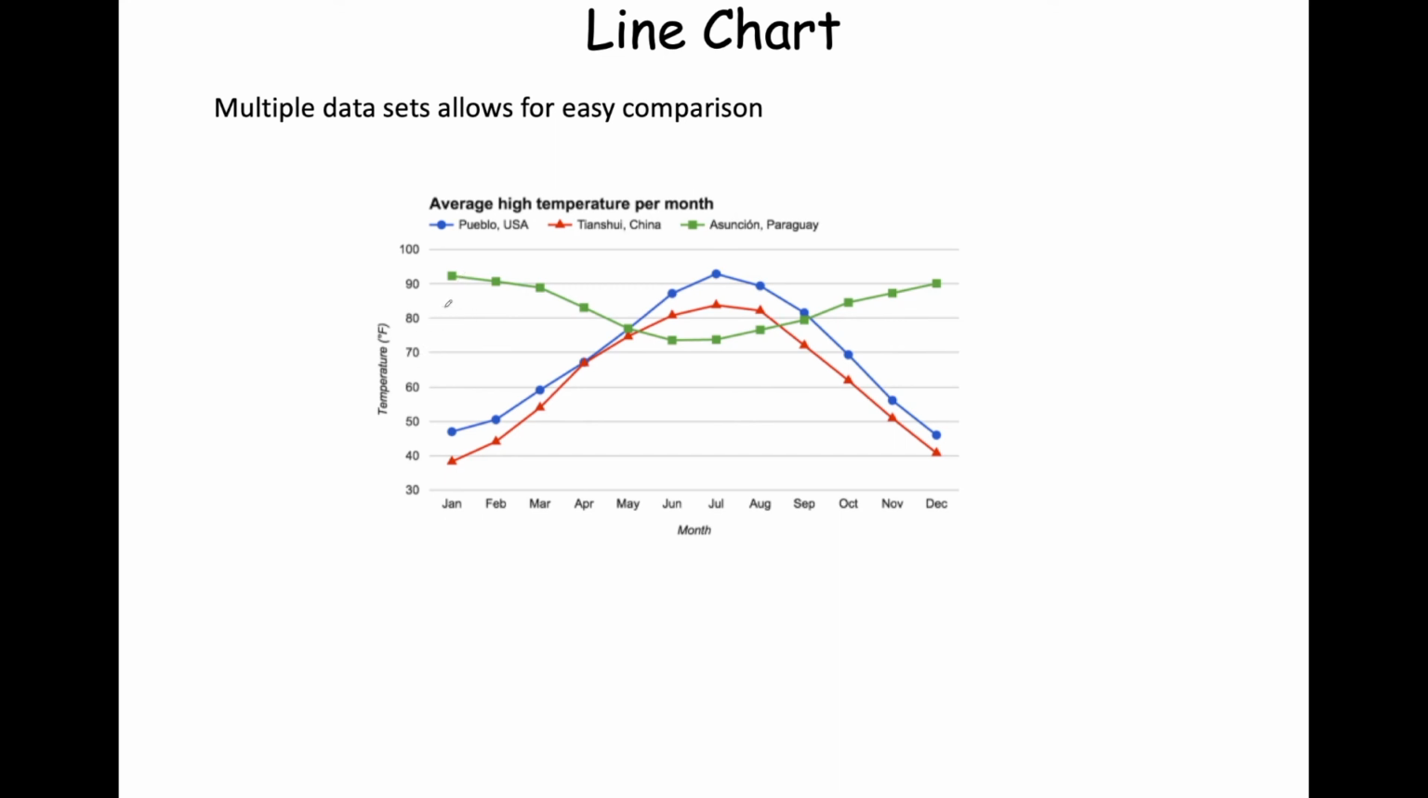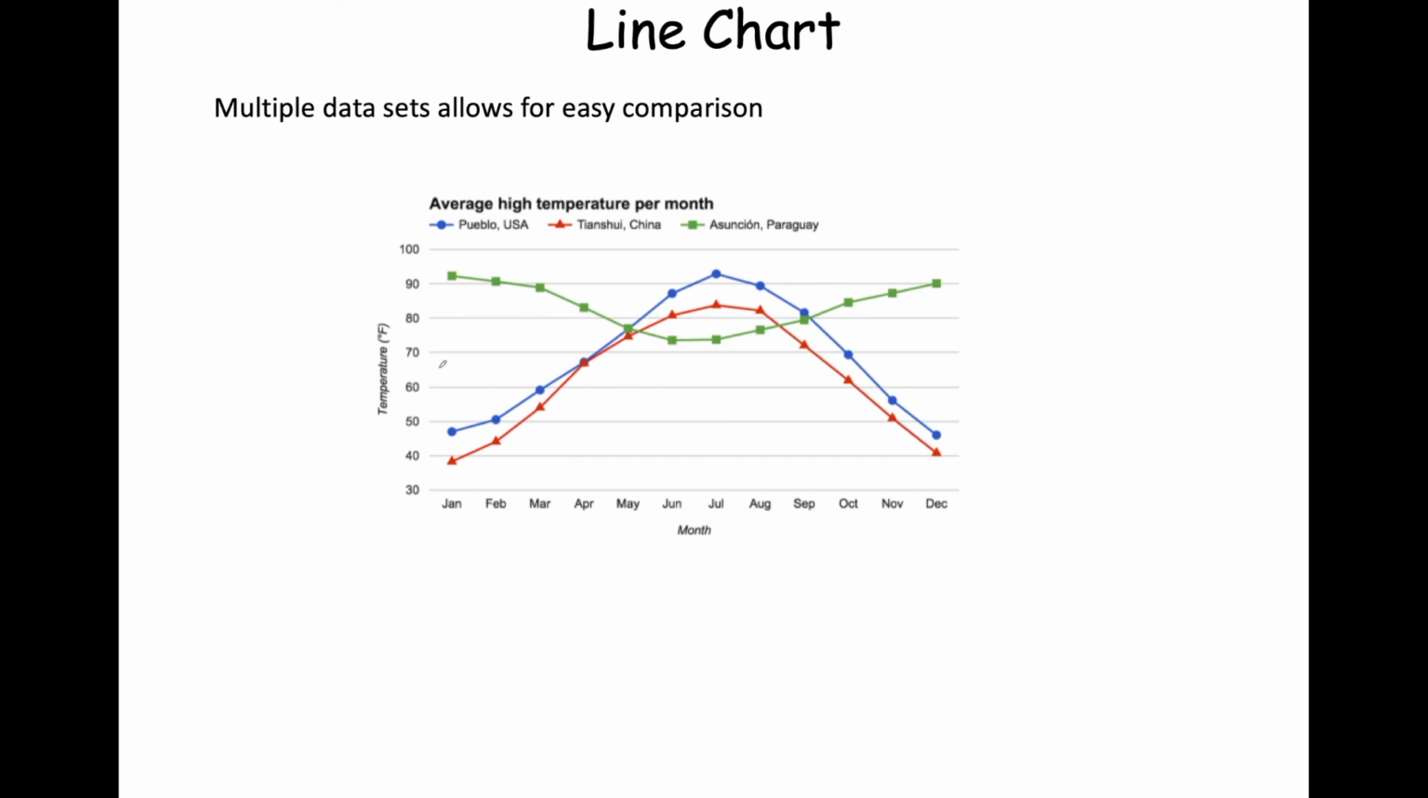But that being said, we have 3 line charts. The green is Asuncion, Paraguay. The red is Tianshui, China. And the blue is Pueblo, Colorado, USA. Now, one of the things we want to ask is, okay, well, which city's temperature is most similar to Pueblo, USA? Maybe there's a crop or something you want to grow in Pueblo, and you want to see where else could you grow that crop, for example.